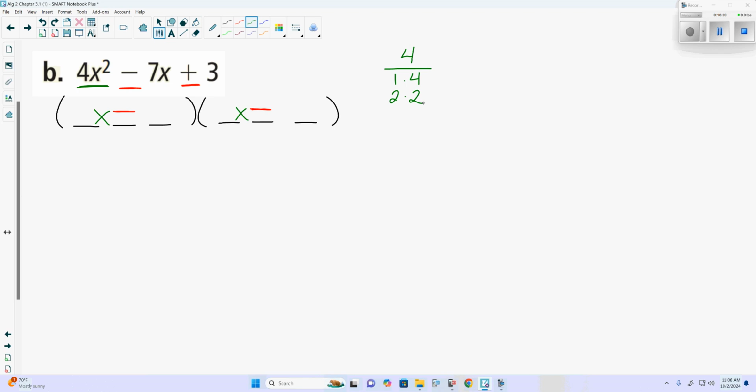Now, at this point, we just need to pick one of the sets of factors to try first. Which one do we want to try first? 1 and 4. So 1 and 4. At this point, again, it doesn't really matter where we place the 1, where we place the 4. We just need to pick a spot.